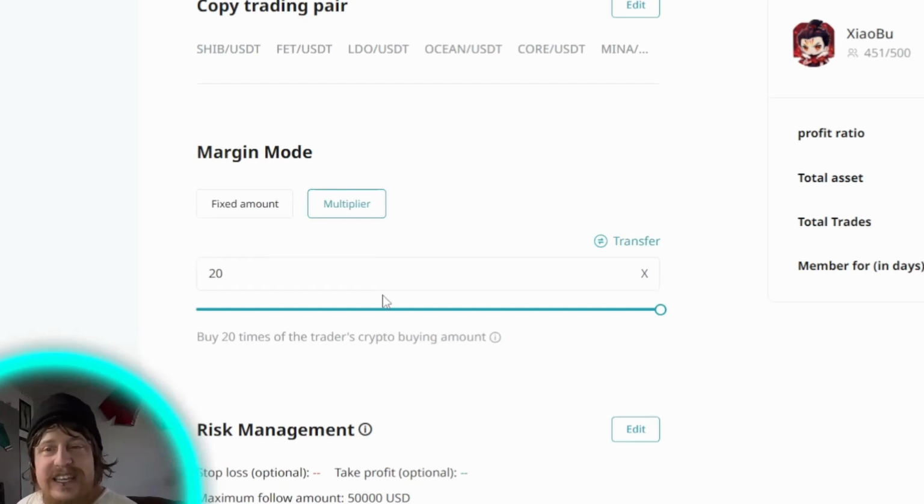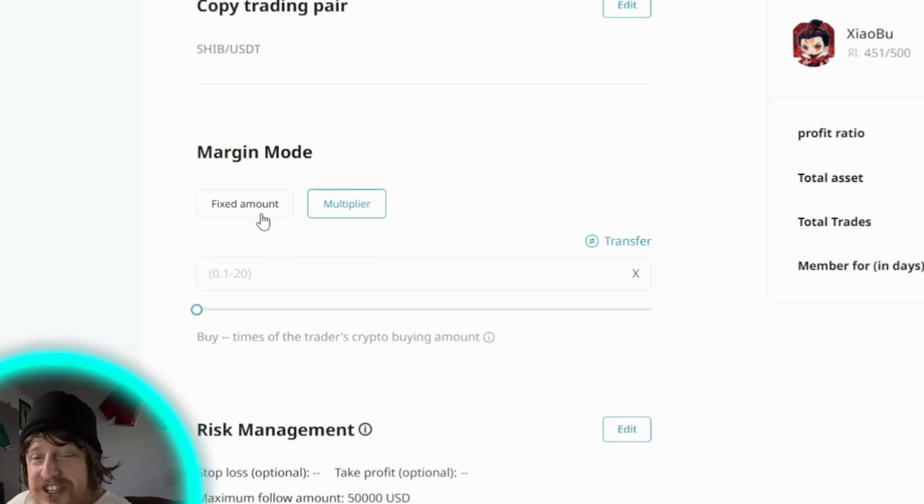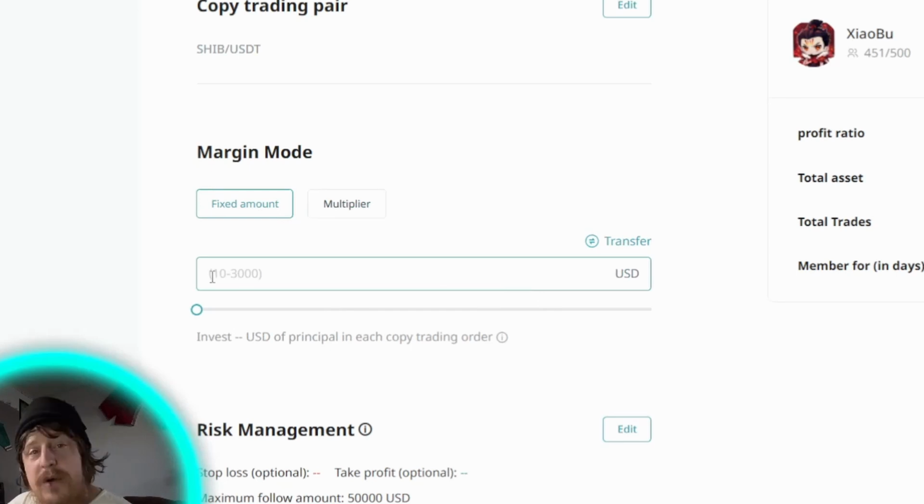The reason that's a little risky, I suppose, is if the trader was doing $100 and all of a sudden you're putting in $2,000 because that's 20 times $100, right? So that is why I would suggest you stick with fixed amount. We'll go ahead and click on that. And here you can tell it how much you're willing to risk per each trade. So let's just say you had like $200 in your spot account on BitGet, but you only wanted to risk maybe $10 per each trade that you possibly follow from this XIAO guy.